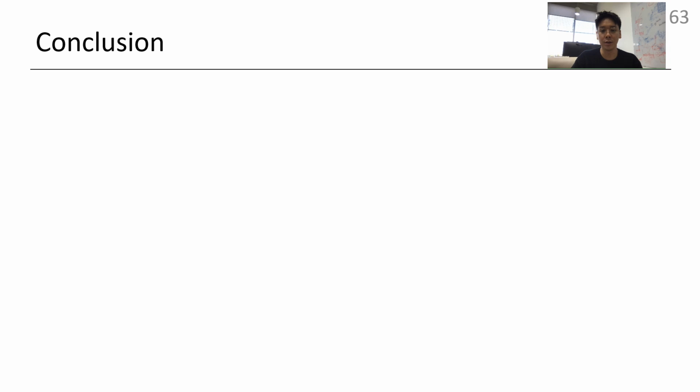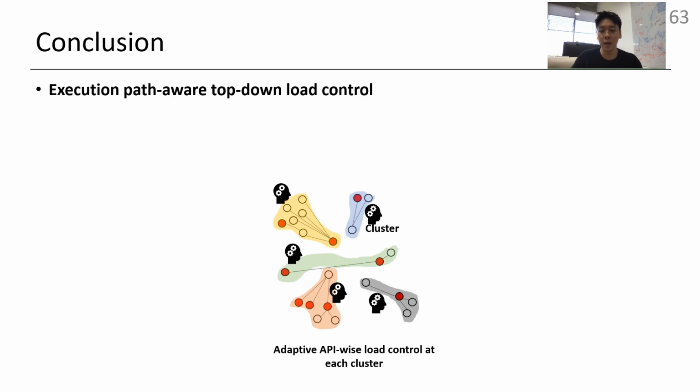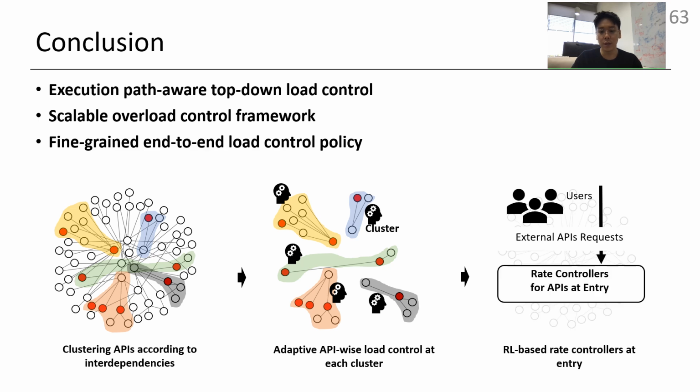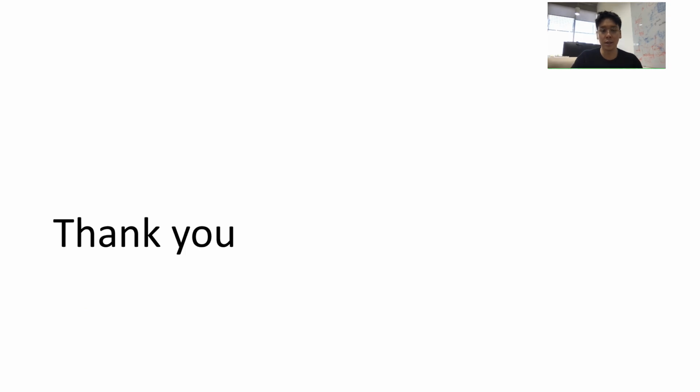In conclusion, TopFull is the first API-wise load controller that utilizes the execution path of APIs to maximize total end-to-end throughput. Second, TopFull performs cluster-wise parallel load control upon APIs, which provides scalability to the size of the microservice application. Third, we adopt an RL-based rate controller, which provides an adaptive rate control policy based on end-to-end performance observations. This is the end of my presentation, and thank you for listening to my talk.